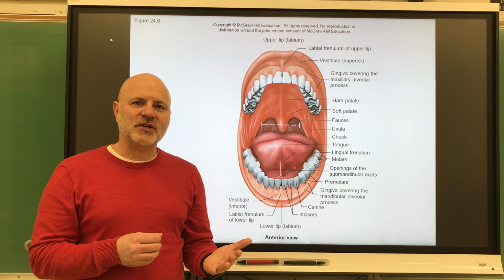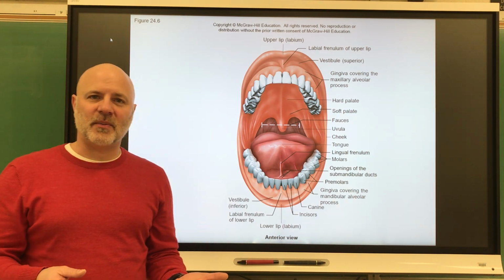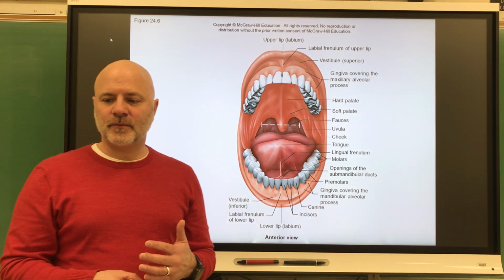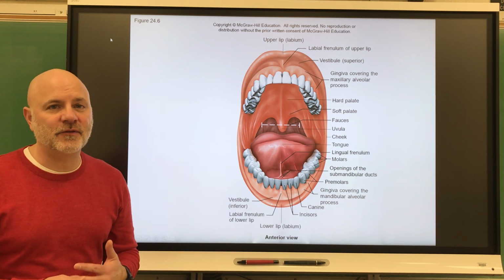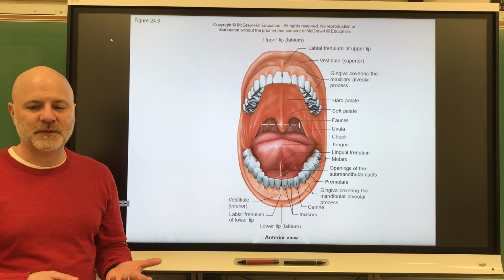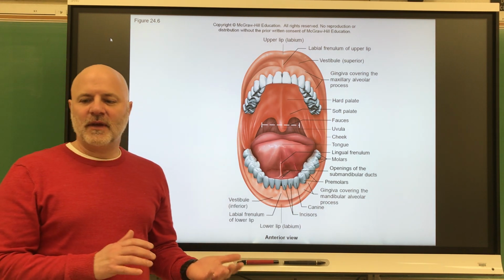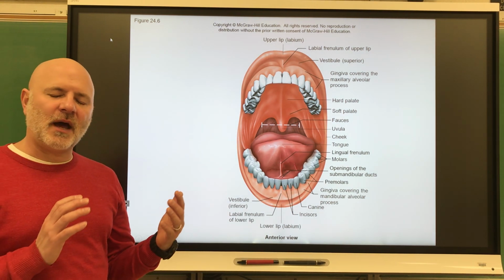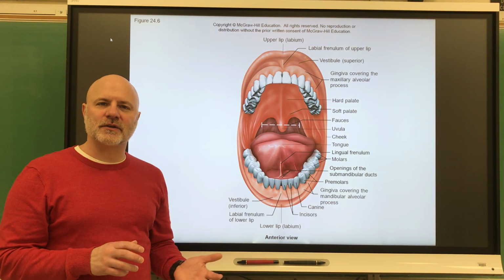Now, mechanical digestion actually aids the next type of digestion, and that's chemical digestion. It's a breakdown of complex food molecules into their simpler chemical building blocks by enzymes. This starts in the mouth and ends in the small intestine. So it's going to happen in the mouth, the small intestine, and also the stomach.